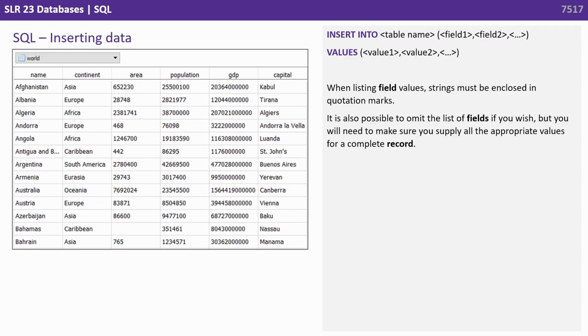When listing field values, strings have got to be enclosed in quotation marks. It's also possible to omit the list of fields if you wish, but you'll need to make sure you then supply all the appropriate values for a complete record and in order.